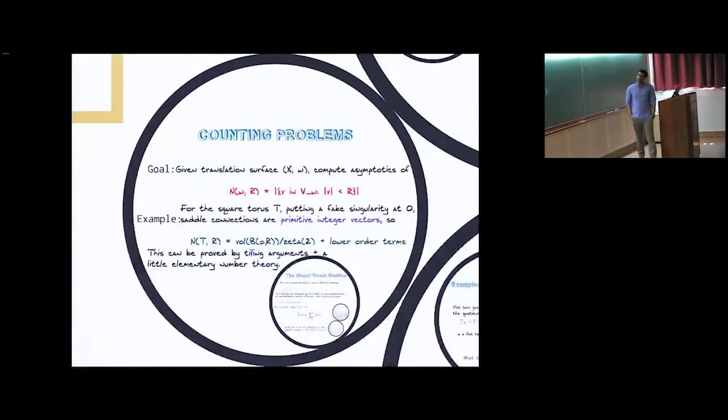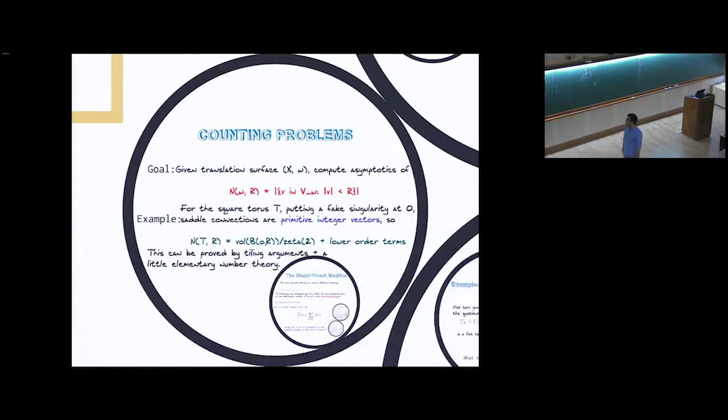So our goal is to count the number of saddle connections of length less than r. We have some saddle connections. We talked earlier that this is a discrete subset of the plane. So let's count it.